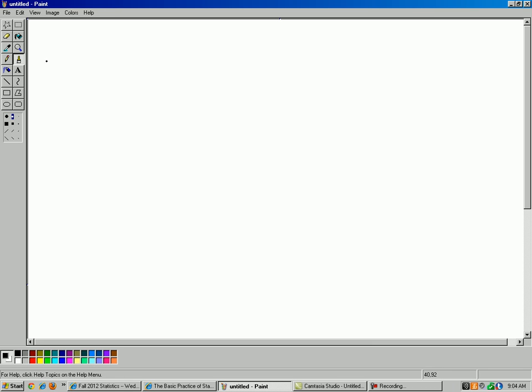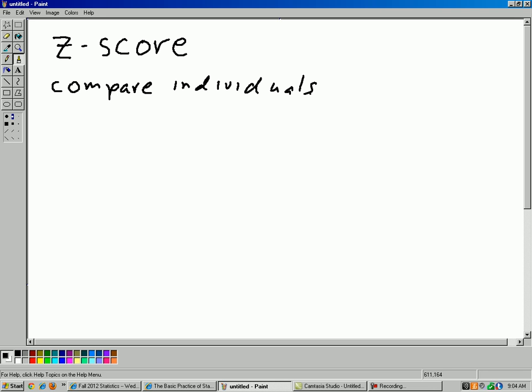Hello, this lesson is about z-scores. And what do we mean when we say a z-score in statistics? Think of a z-score as a standardized way to compare a particular individual to its peers. So that's one way z-scores are used, is to compare individuals in a standard way.